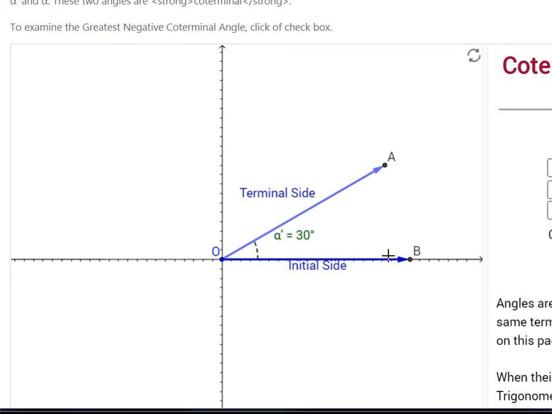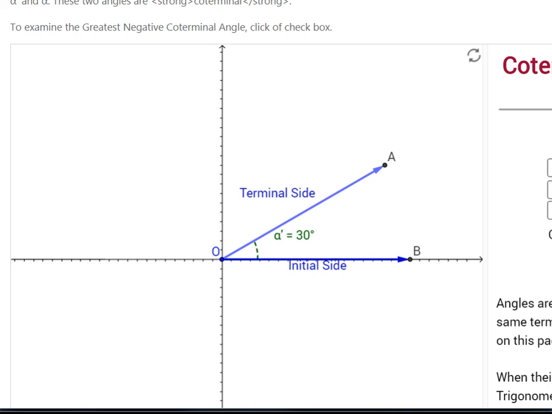We're going to define the ray that starts over here, and by the way, this is known as 0 degrees on the coordinate plane, as the initial side. And we're going to define the ray that goes up here as the terminal or the final side of our angle. And what we do is we measure the angle as we go from the initial side to the terminal side. In this case, our angle is 30 degrees.